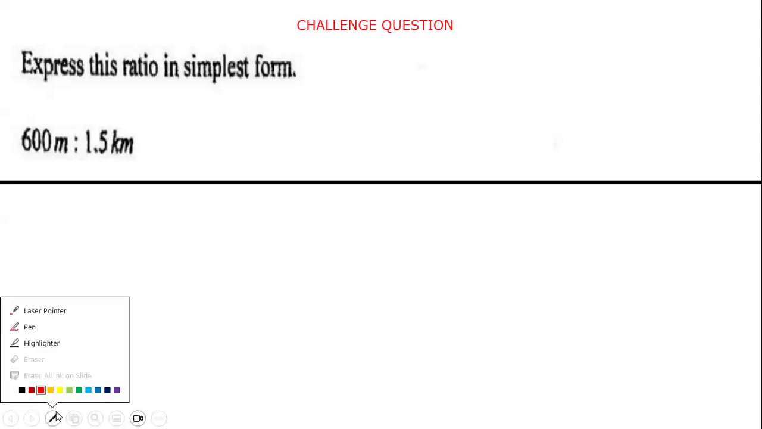So okay, how many meters are inside 1 kilometer? 1,000. Very good. So 1 kilometer is equal to what? 1,000 meters. Okay, so 1 kilometer is equal to 1,000 meters.